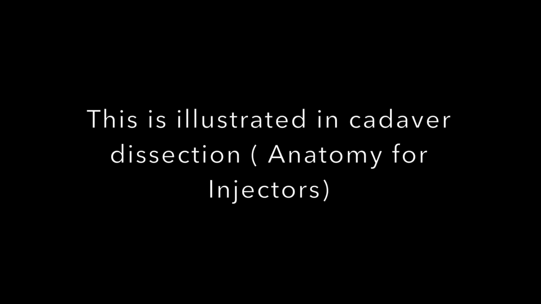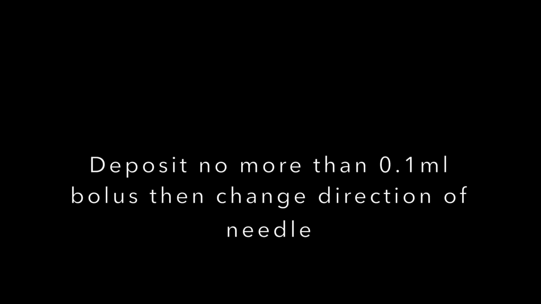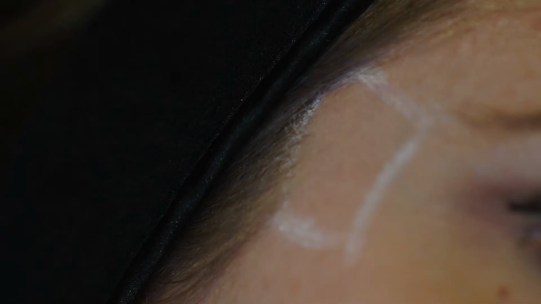This is demonstrated in the cadaver dissection in the Anatomy for Injectors program. The deep fascia is a sheet, and it is thick. It is easy to spread filler under this sheet as it is not tightly glued to the temporalis muscle. I usually deposit 0.1 milliliters, then change the direction if further volumization is required. If the temple area is to be filled, it is a big area, so I inject the same way at a different point.